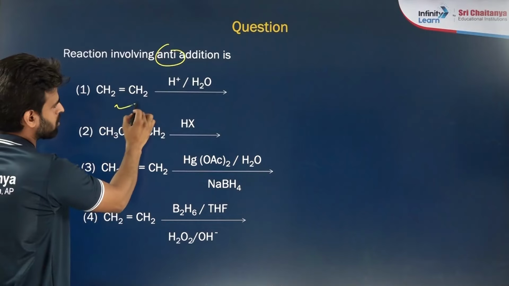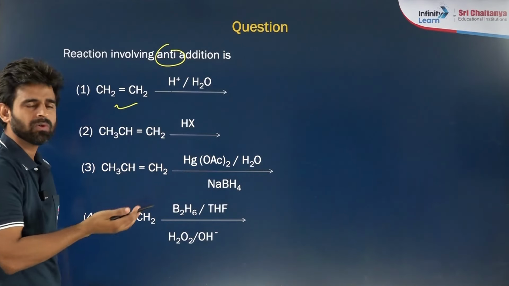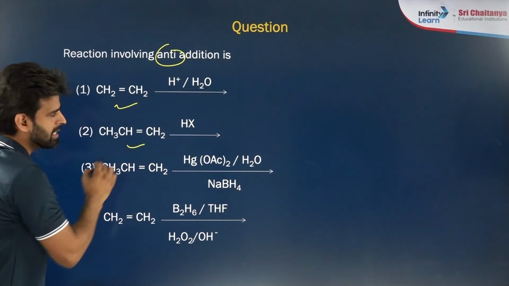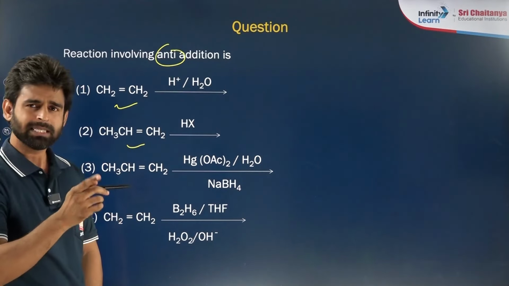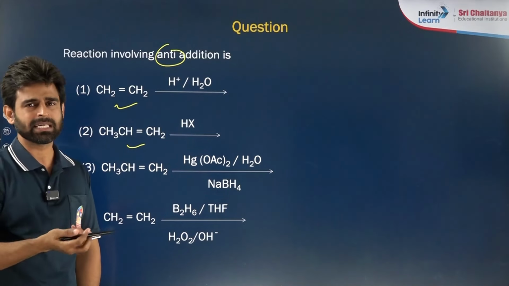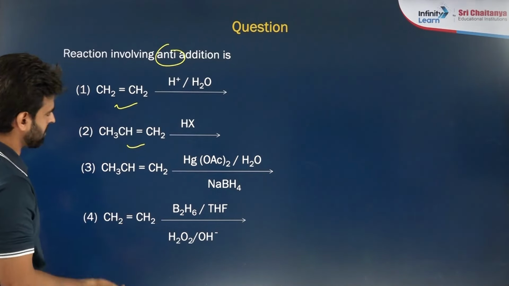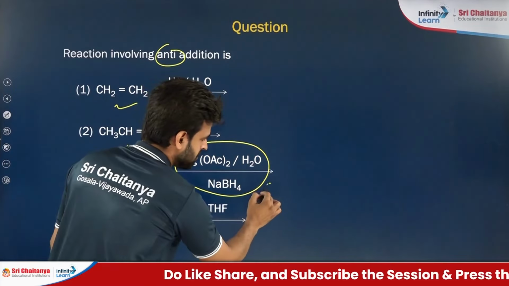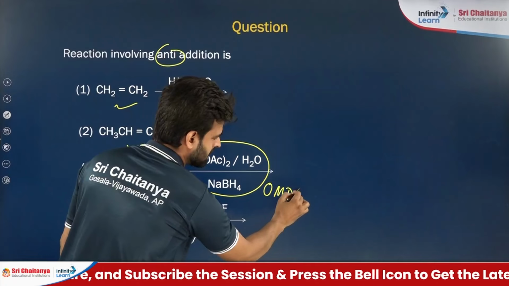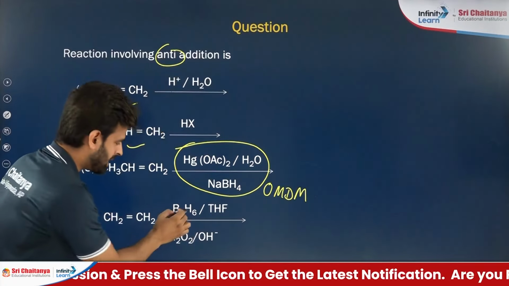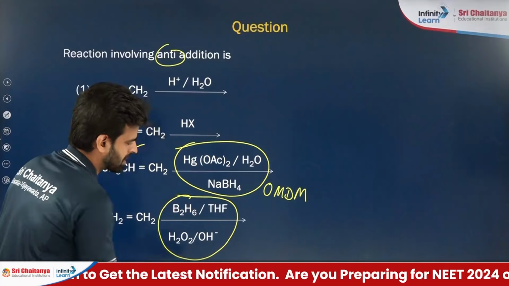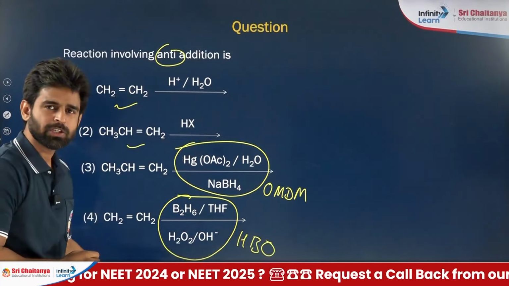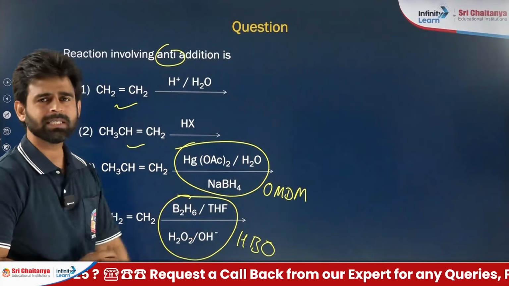In this case, the carbocation will form, so there is no logic to discuss whether it is syn addition or anti-addition. Similarly, here also it will make a carbocation. This addition of HX will make a carbocation, and again there is no logic to discuss it. Now, this is a very famous named reaction. We call it oxymercuration, demercuration, right? And the next one is also a famous named reaction. You can say it is hydroboration oxidation.